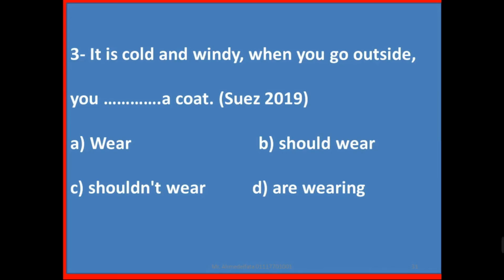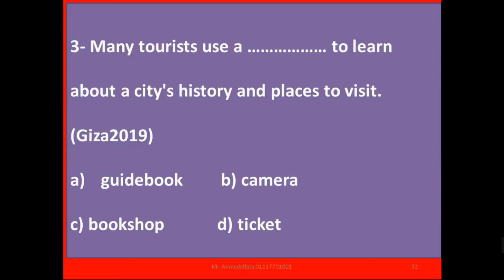Number 3. It's cold and windy when you go outside. You space a coat. There's advice here as well. You should wear a coat. It's cold and windy. When you go outside, you should wear a coat.